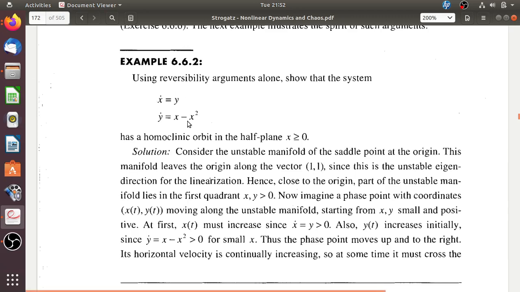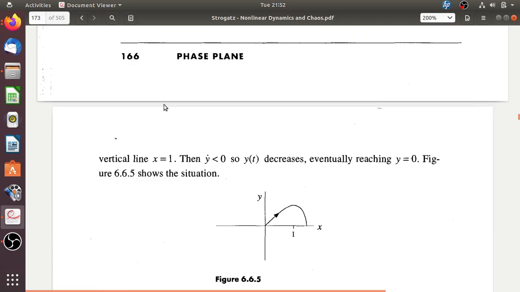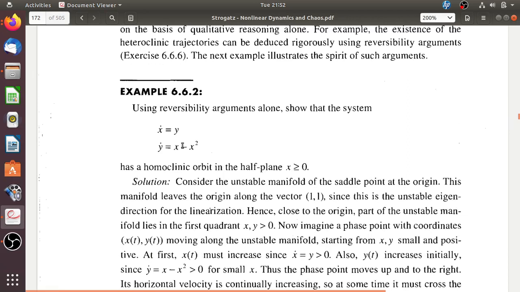From this equation, what we could say is when y is positive, then x will keep on increasing. The trajectory comes out in the positive y direction, so x is going to keep on increasing. It's going to go in this direction. It's not going to reverse like this.